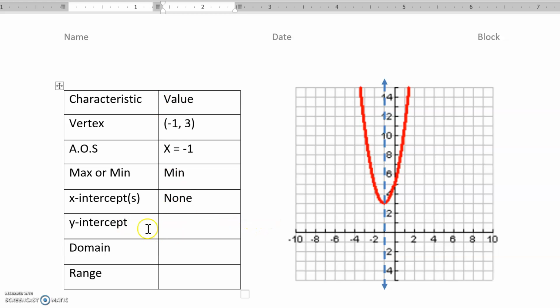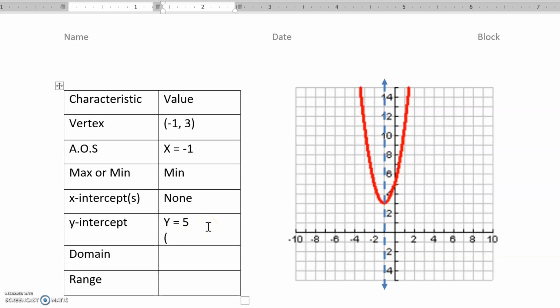Our y-intercept, where the graph crosses the y-axis, the graph crosses at +5. I would prefer you write these as an ordered pair, but you can write y = 5, that's fine. Because we're really talking about a point on a graph, we're not talking about a line, we're talking about a point. So I prefer the ordered pair, but y = 5 is fine.